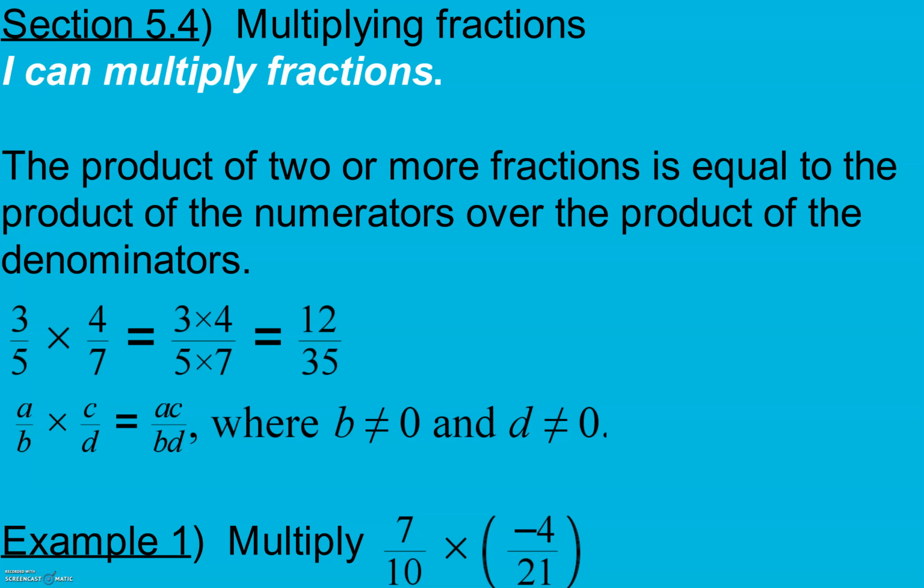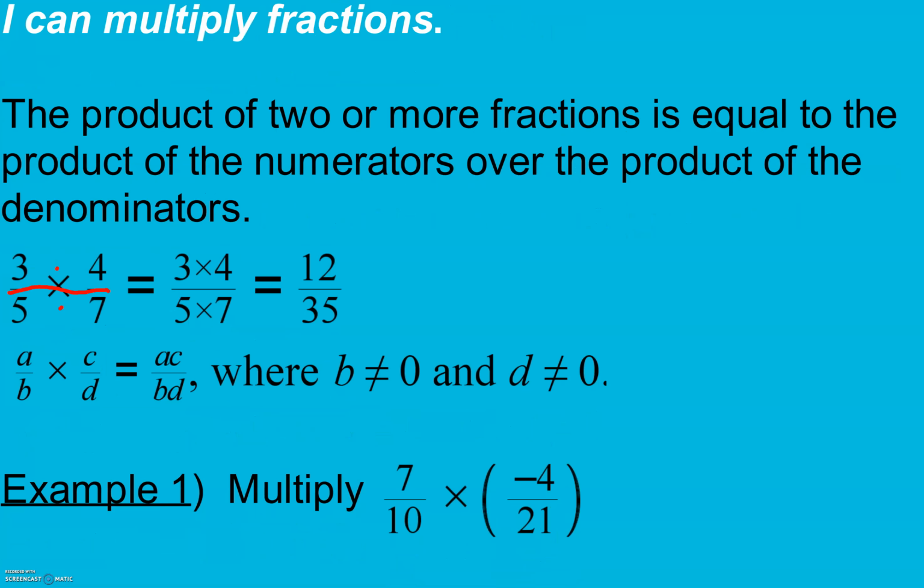Section 5.4 is multiplying fractions. Our learning target here is I can multiply fractions. The product of two or more fractions is equal to the product of the numerators over the product of the denominators. So with fractions, we can rewrite them as one fraction and multiply across, top times top over bottom times bottom, and then reduce if possible.